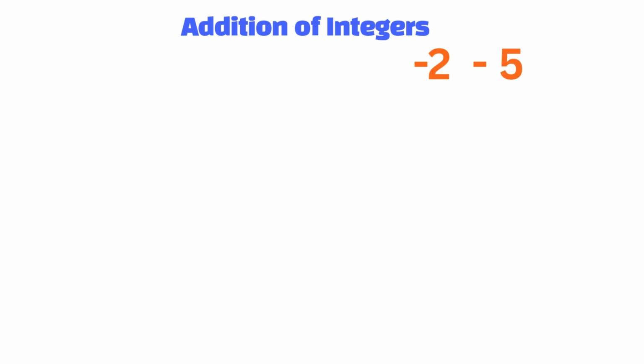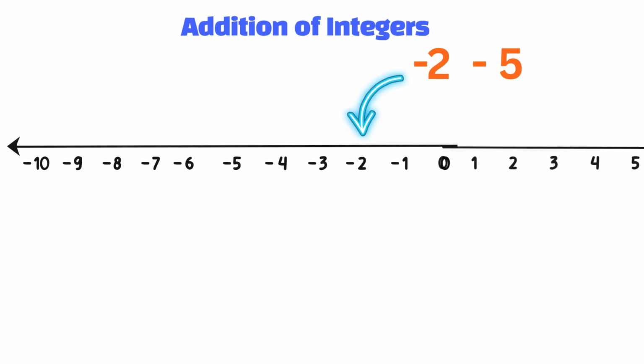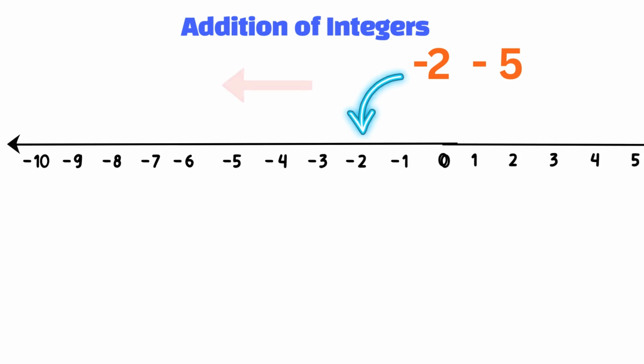Now let's try one more. Negative 2 minus 5, let's jump into it. We're starting at negative 2. Now we're adding negative 5. That means we move 5 steps to the left. Let's move one step at a time.